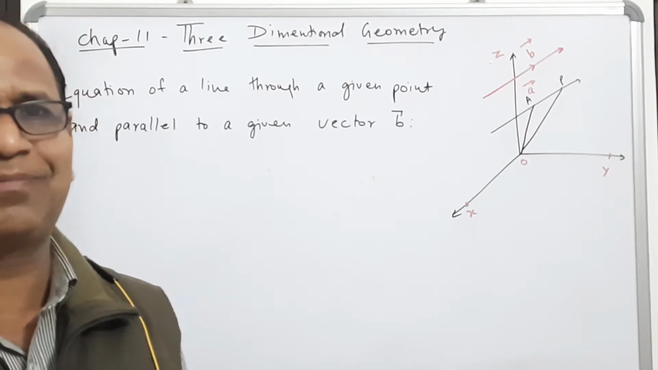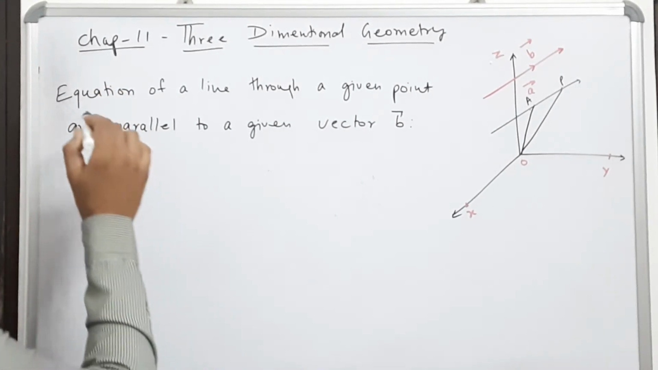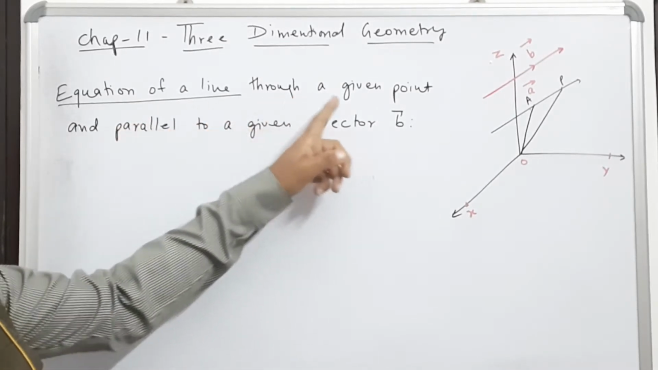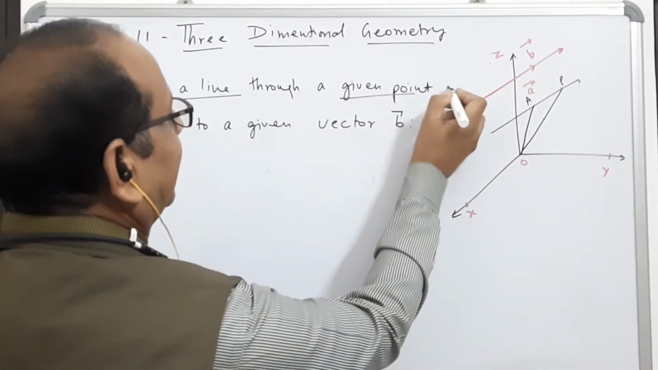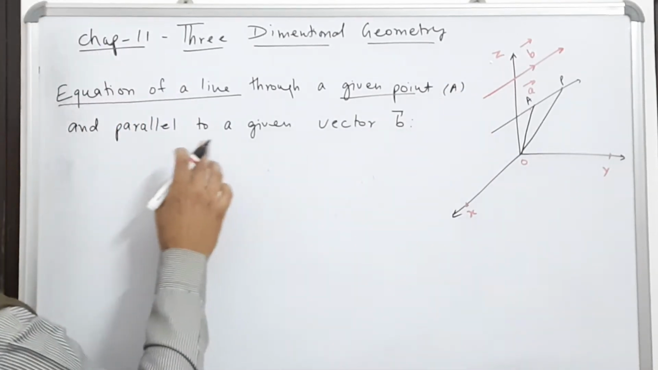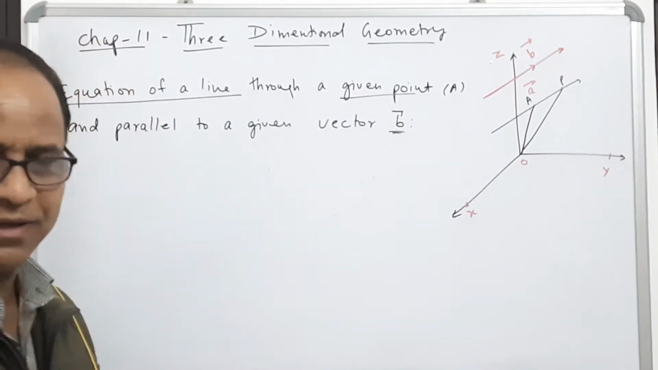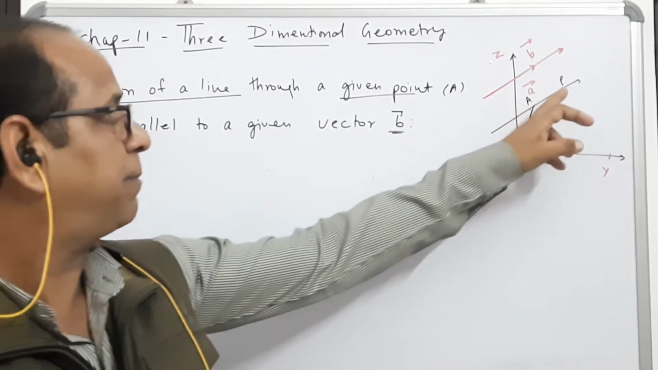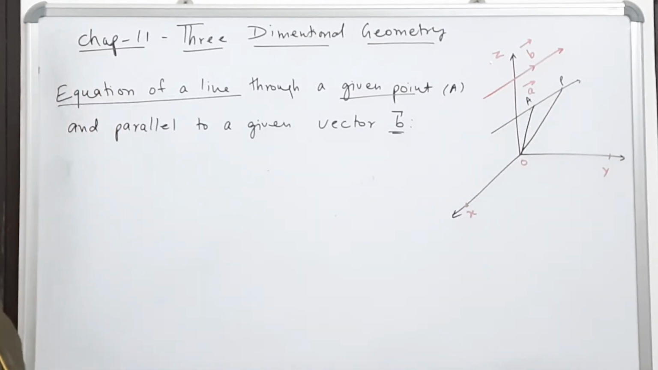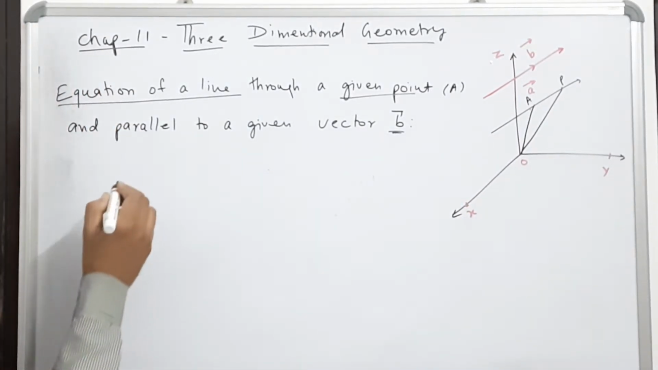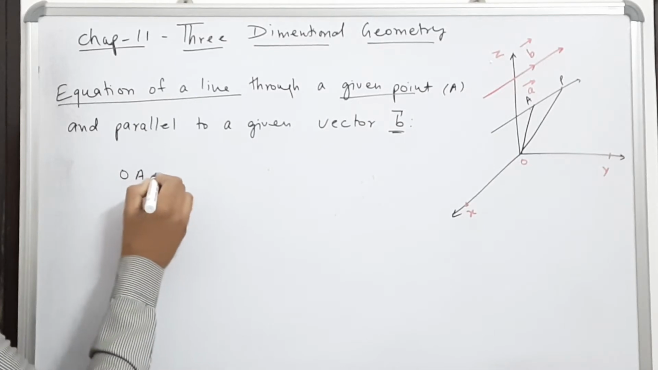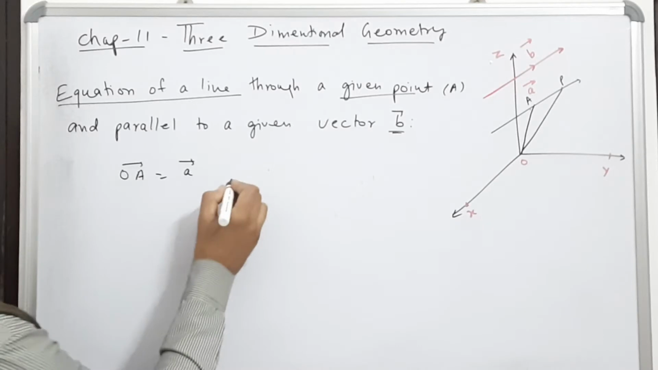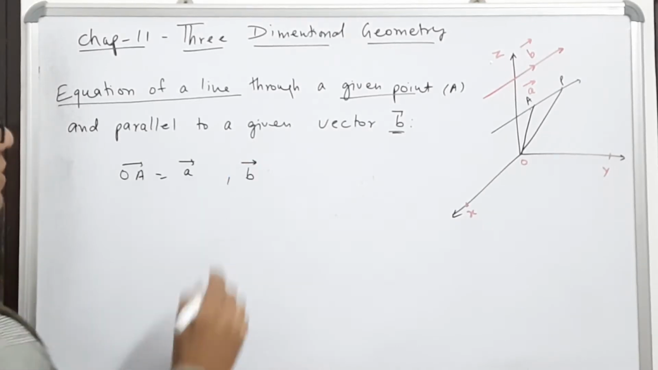Hello students, today I am taking the topic equation of a line in 3D. Equation of a line through a given point A and parallel to a given vector B. Now we want to find the equation of a line, this AP, which is passing through a given point A, means vector OA is vector A, and it is parallel to another vector B.